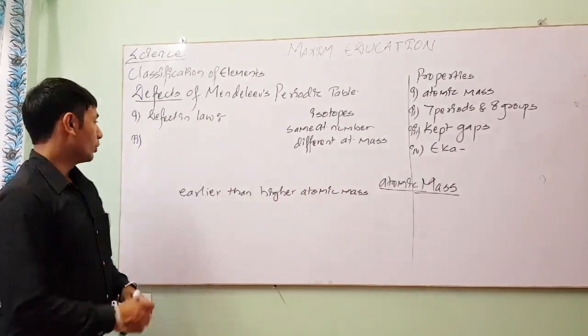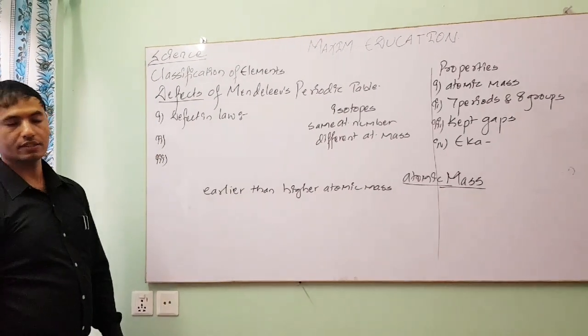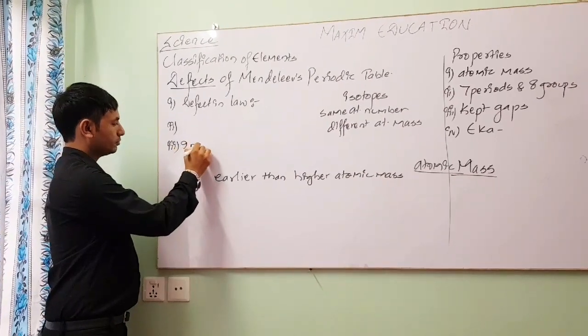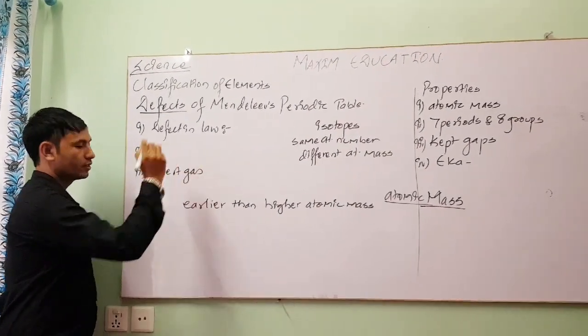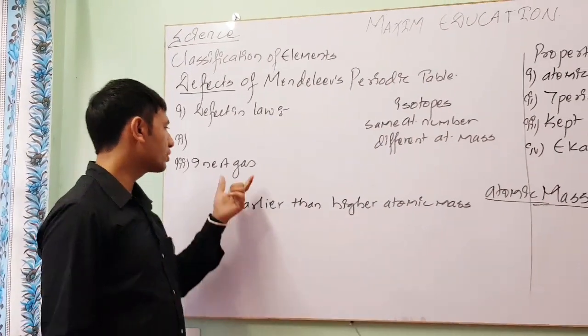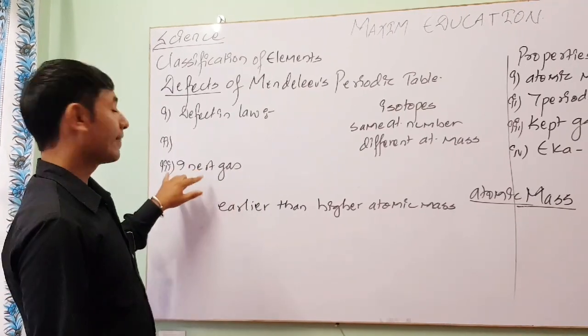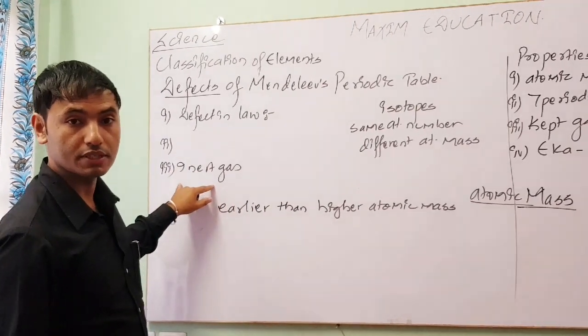We don't find any position of inert gas. There is no position of inert gas. We must have a position for inert gas in the periodic table, but it is not given in Mendeleev's periodic table. That is another defect.